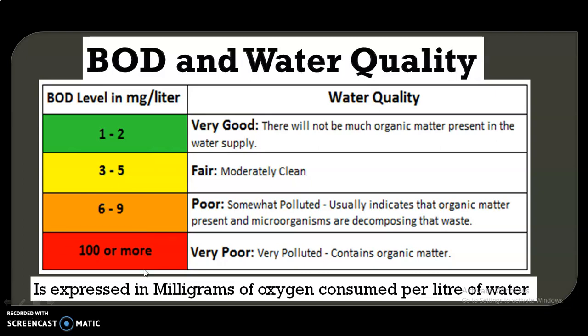And then if the BOD level of water is 100 or more, then the quality of water is considered to be very poor. Why? Because there is a lot of organic matter present with a lot of microorganisms that are decomposing the organic matter into waste.